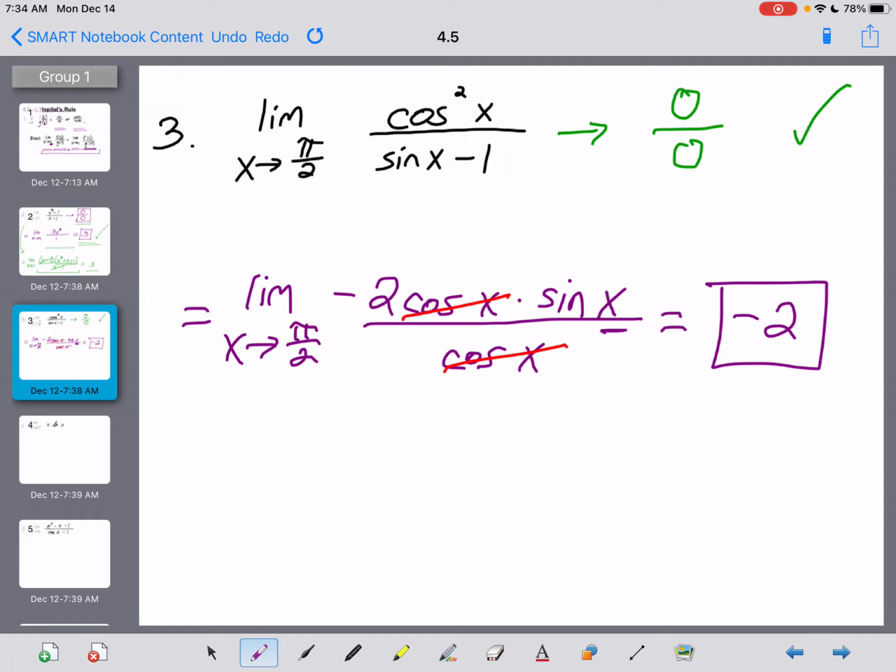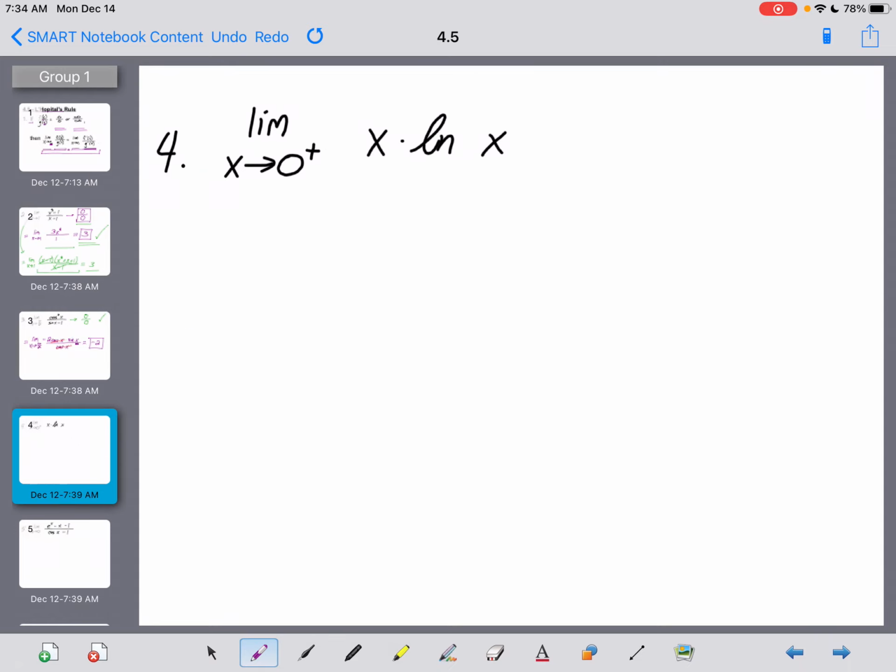Okay, if you're getting the impression like this isn't all that hard, you're probably right. 4.5 is not too bad of a section, guys. Let's move on and do another one.